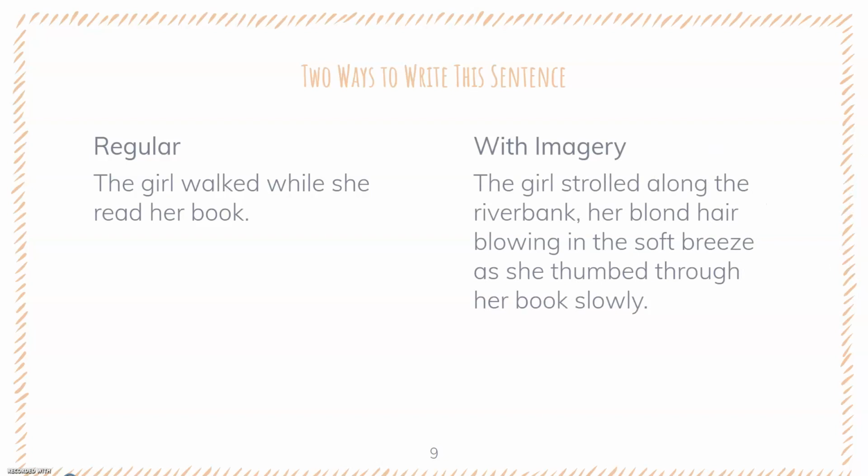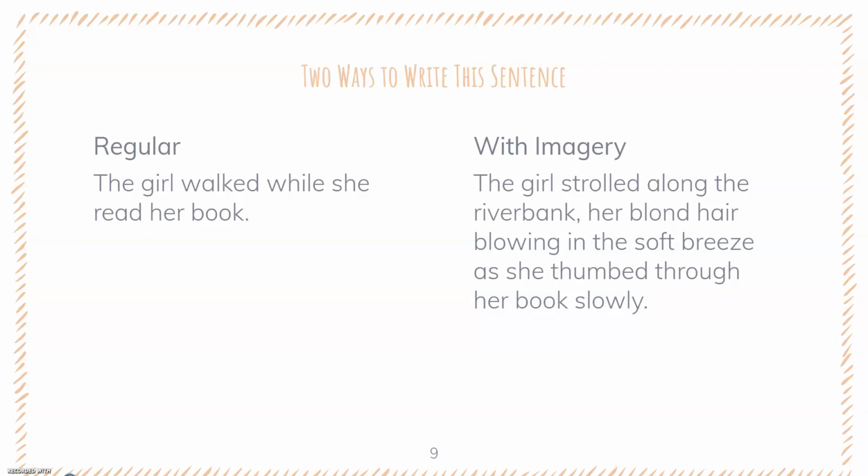The girl strolled along the riverbank, her blonde hair blowing in the soft breeze as she thumbed through her book slowly. Okay, there's a lot more information here. First of all, the girl strolled along the riverbank. So we know that there was a river by wherever the girl was walking at. So that's a little bit of detail there.